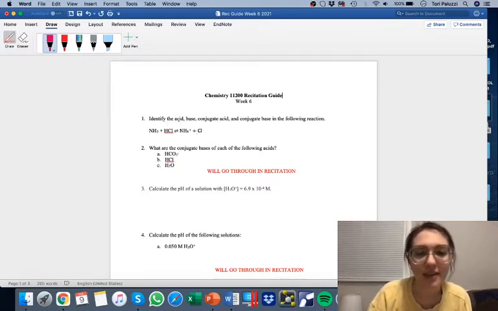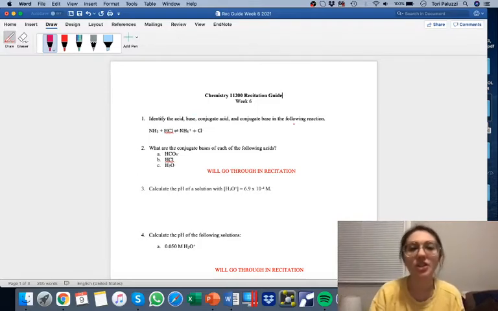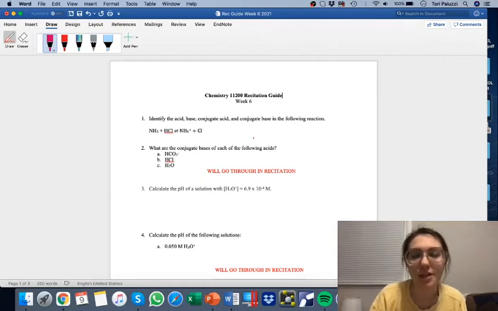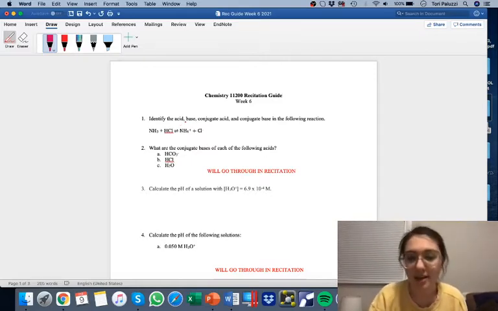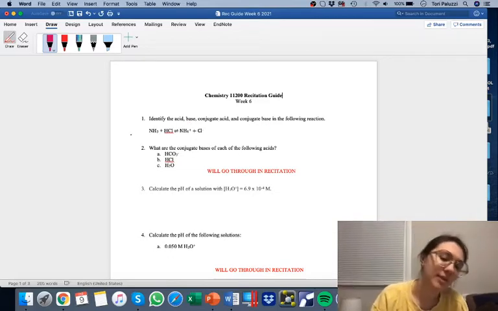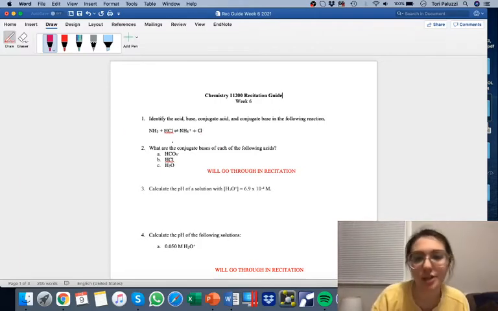So the first thing is identify the acid, base, conjugate base in the following reaction. So this is kind of a continuance of what we saw in Recitation Week 4, as well as a continuation of what you've learned in lecture. When we're talking about identifying an acid, I always look for something in terms of a Bronsted-Lowry acid of what is going to donate a hydrogen. And then when I think of a base, I always think what is accepting a hydrogen. For the conjugate versions of those, I basically just reverse the reaction and say, okay, in the other direction, who is going to accept a hydrogen and who is going to donate a hydrogen?